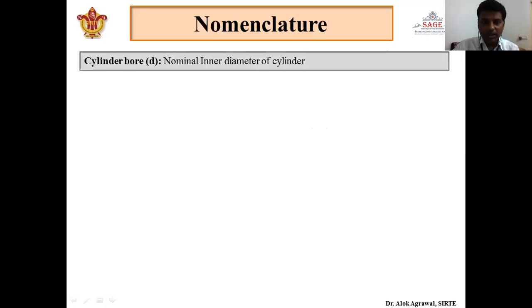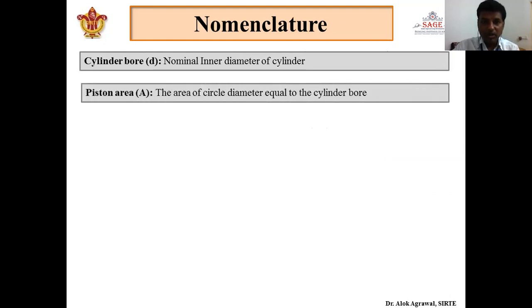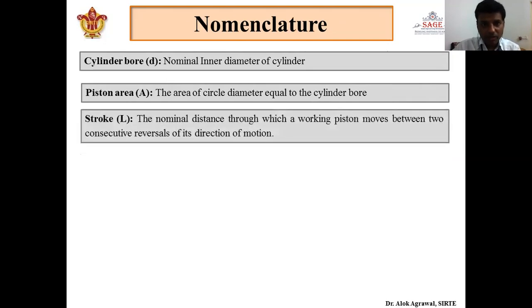Next one is nomenclature. First is cylinder bore. Cylinder bore is denoted by small d, which is the nominal inner diameter of the cylinder. The inside diameter of the cylinder is called the cylinder bore. For piston area, we generally consider the piston diameter and cylinder bore the same, though there is a little bit of clearance, which we neglect. So the area of the piston will be pi by 4 d square.